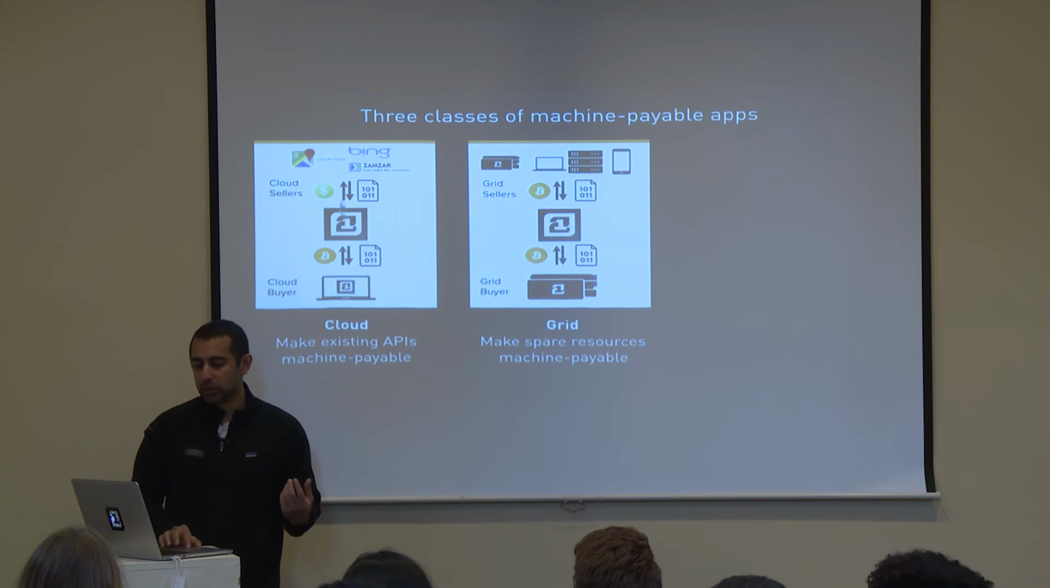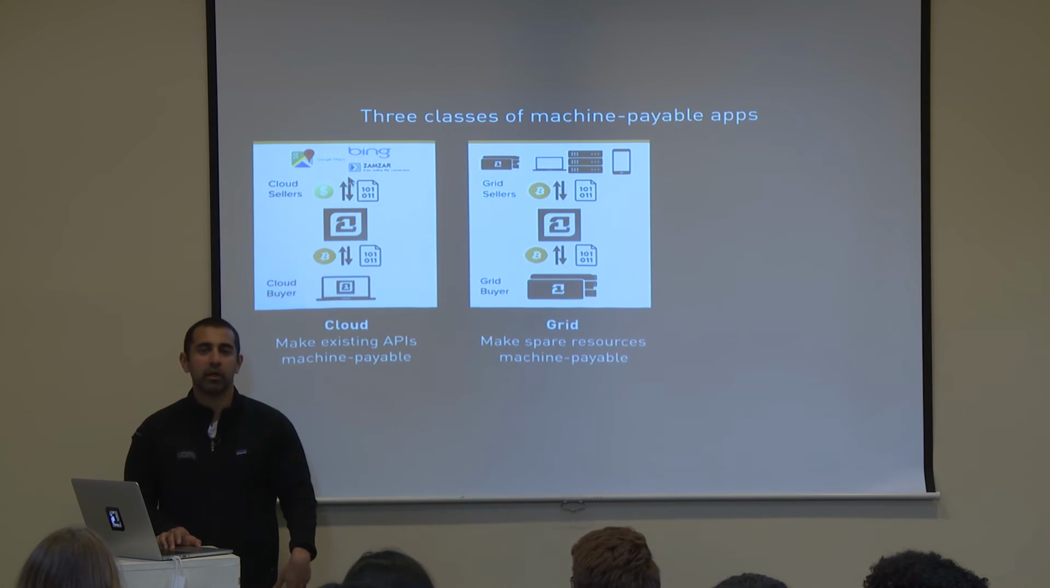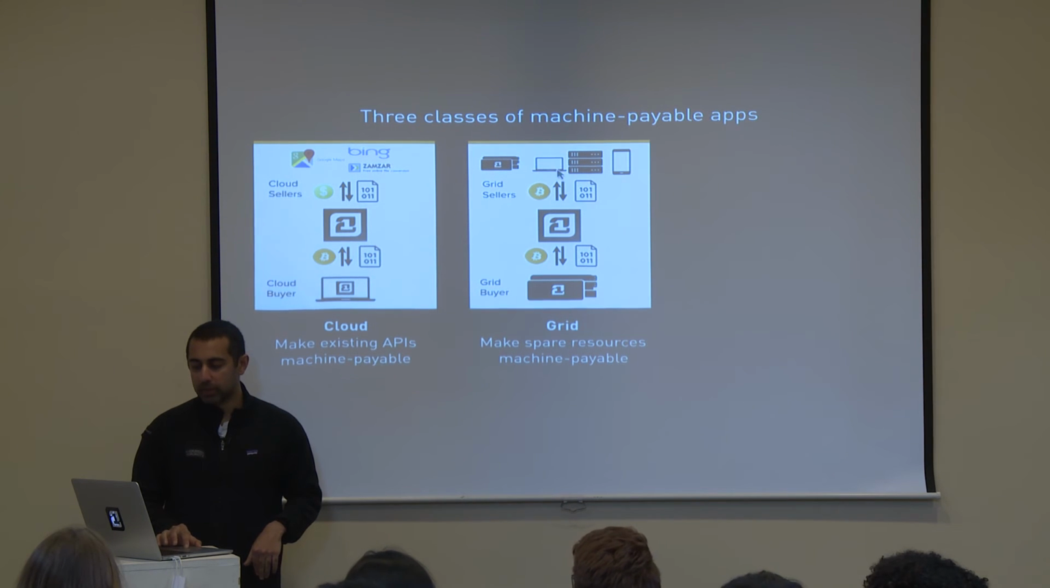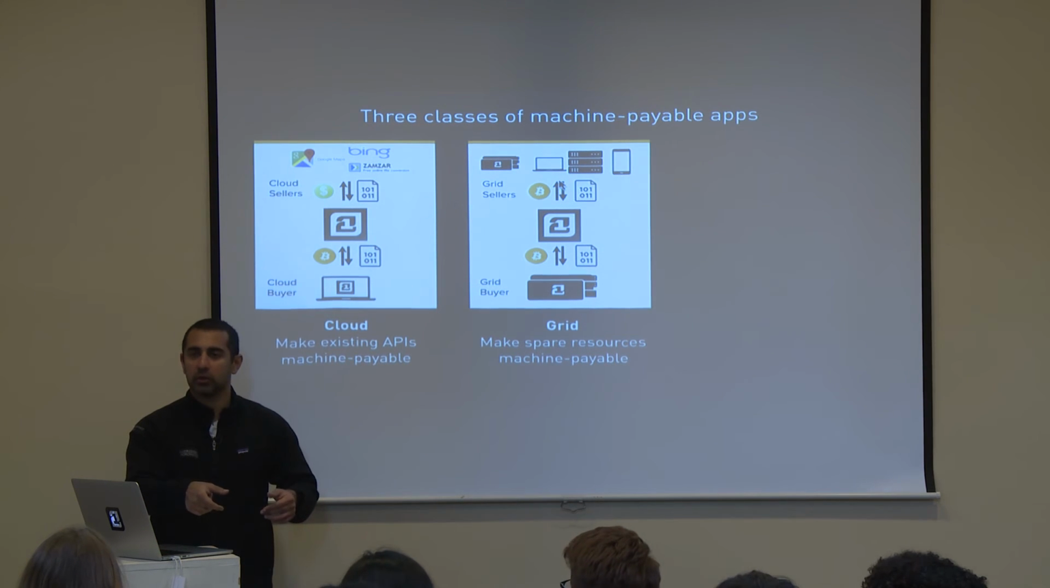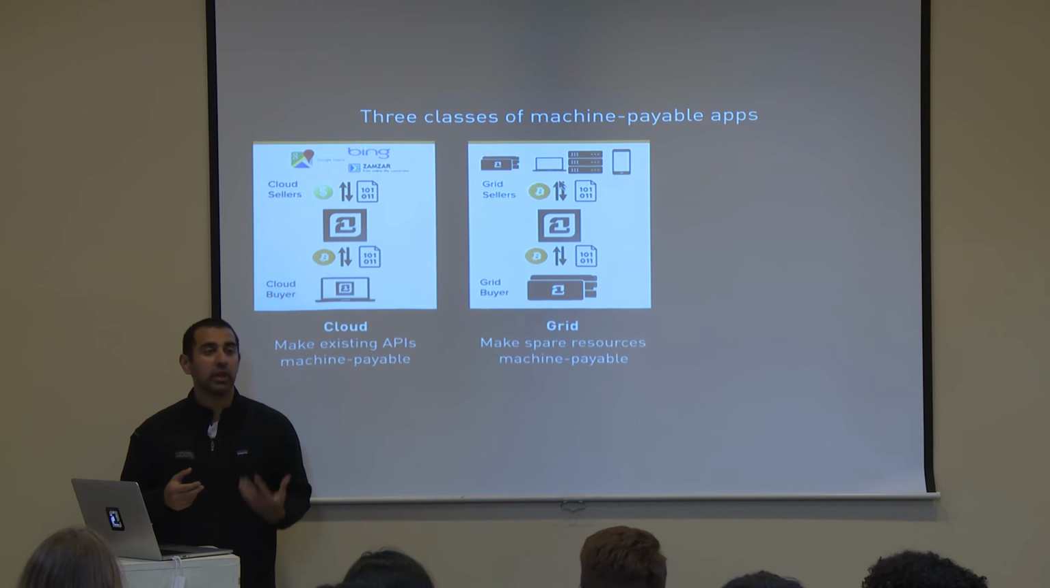Another major difference between cloud and grid computing is that the cloud is a unidirectional flow of payments, right? You're just paying Amazon. Amazon's never buying from you. But with the grid, the payment flow is bidirectional, right? Sometimes you will sell machine time to the grid, and sometimes you will buy machine time from the grid. So you can actually sell your spare compute resources for digital currency.